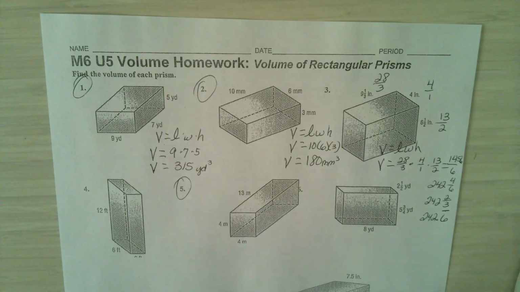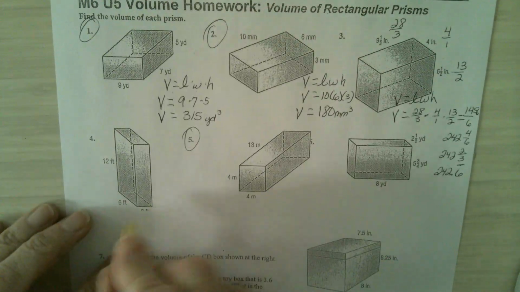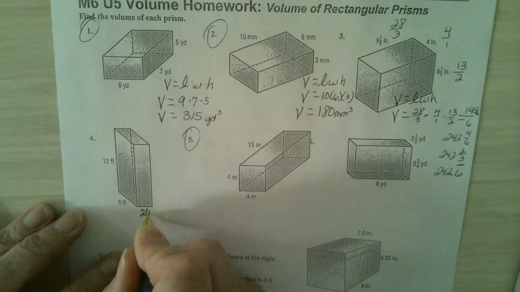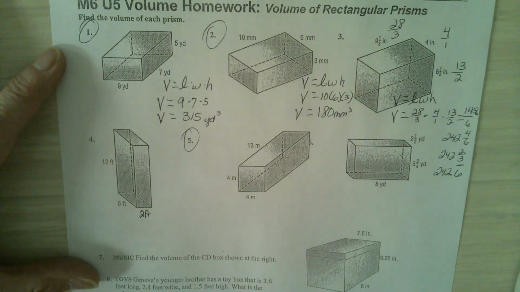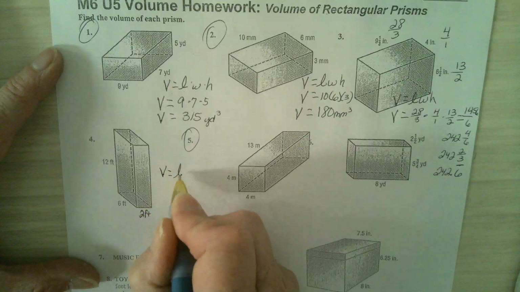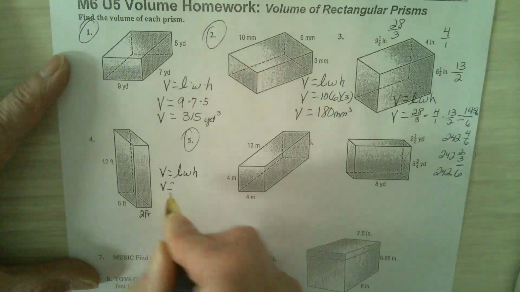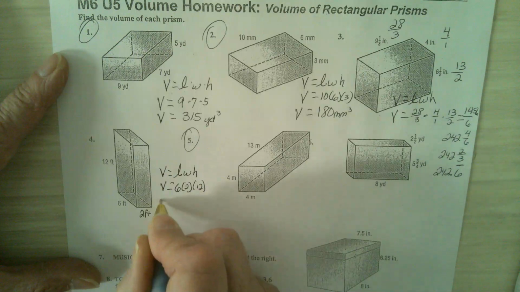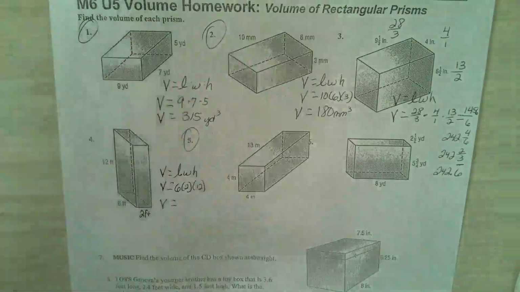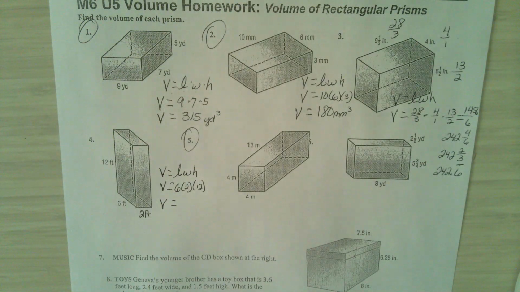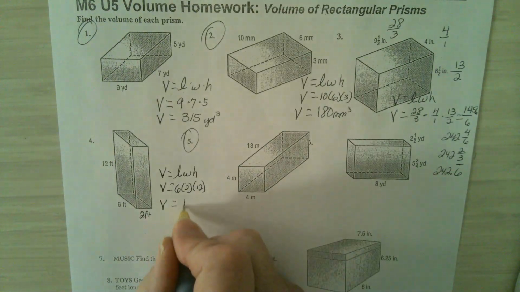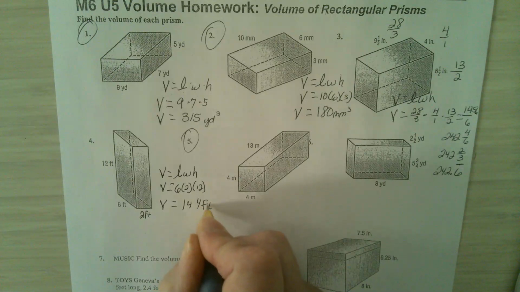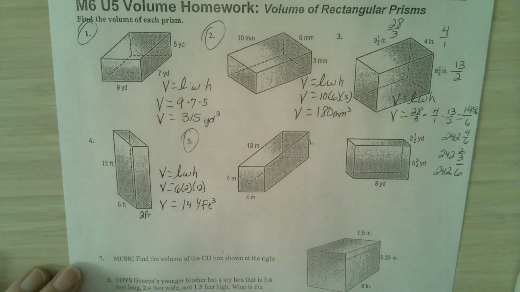Okay. Number 4, you couldn't do because you didn't have this number. This is going to be 2. So put a 2 there. Now let's all quickly do number 4. Volume equals length times width times height. Volume equals 6 times 2 times 12. And when you multiply 6 times 2 times 12, what did you get, Jordan? 144. Perfect. 144 feet cubed.